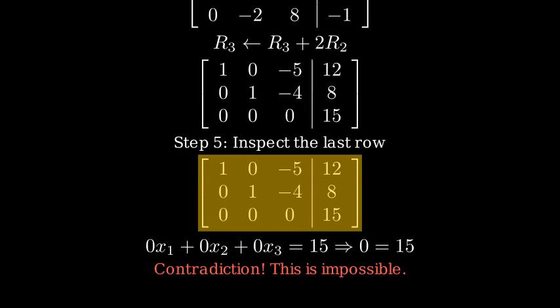When we get a row where all the coefficients are 0, but the right side is non-zero, we have a contradiction. This tells us that the system is inconsistent and has no solution. Think about it. No values of x1, x2, and x3 can make 0 equal 15. Geometrically, this means the three planes represented by our original equations don't intersect at any point in three-dimensional space.